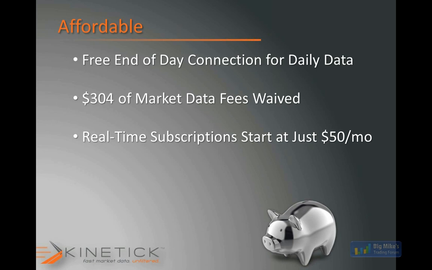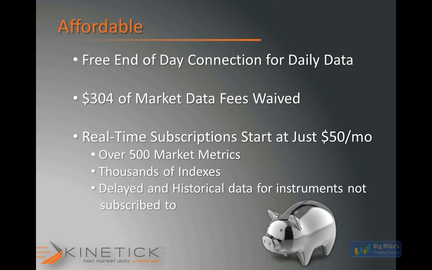And again, those real-time subscriptions do start at just $50 per month, and they include everything here, the 500 market metrics, as well as the thousands of indexes, and then that delayed and historical data for all the instruments not supported. So if you're just looking to get started, maybe don't have a broker yet with NinjaTrader, you can get delayed data, and you can simulate trade based off delayed data, and that's something that you see commonly there as well. And just looking at this, I do see a few questions in the room.